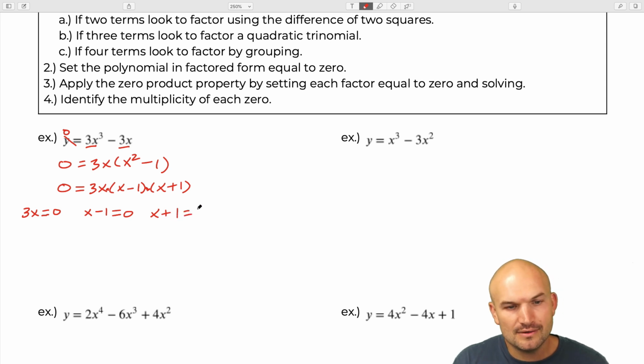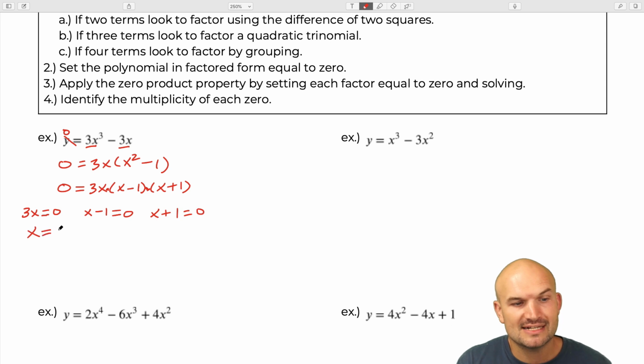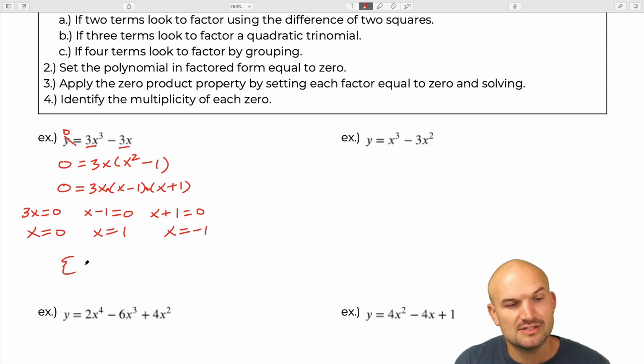And so therefore, we have 3 factors. Now notice, each one of these factors is raised to the first power, so I know the multiplicity is going to be 1. So we have x equals 0, x equals 1, and x equals negative 1. When we're writing our zeros, we can write them like this, and sometimes we'll also just use a solution set, 0 and plus or minus 1.